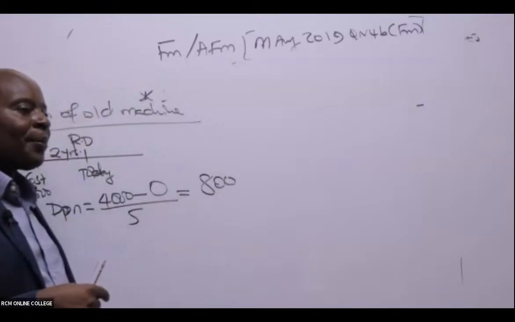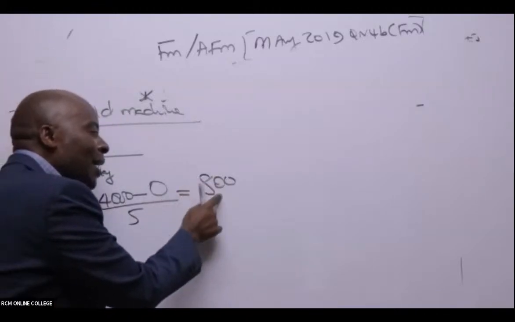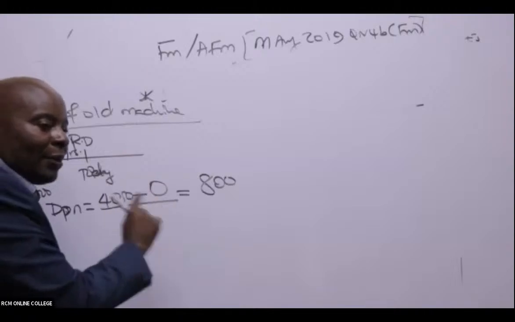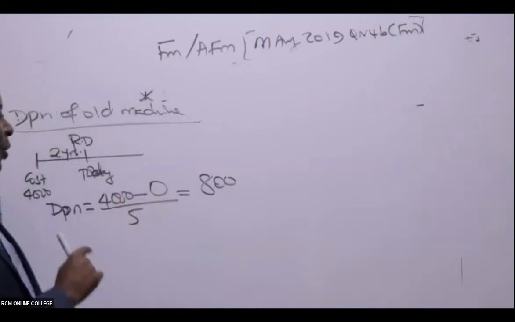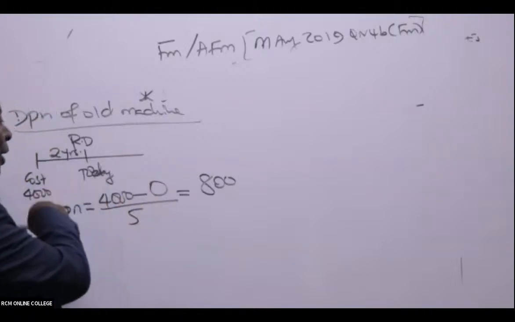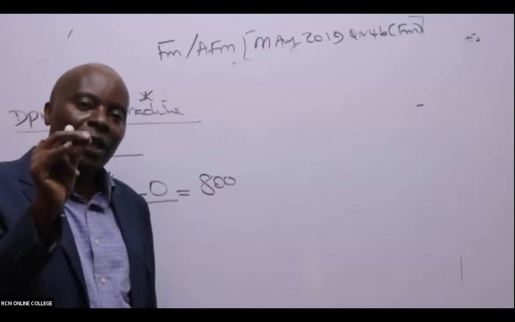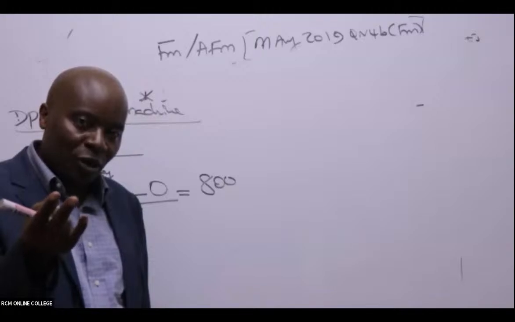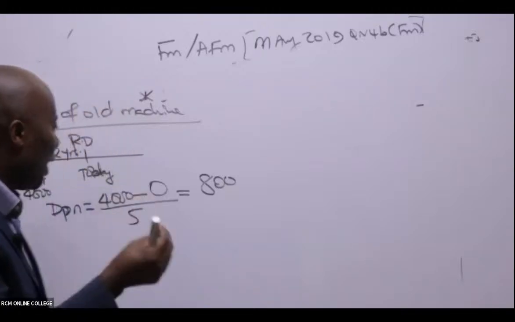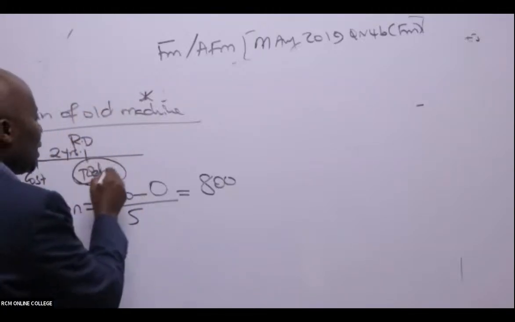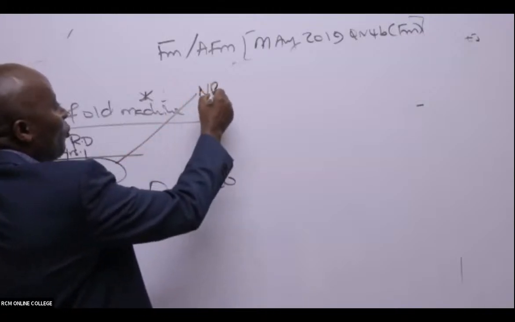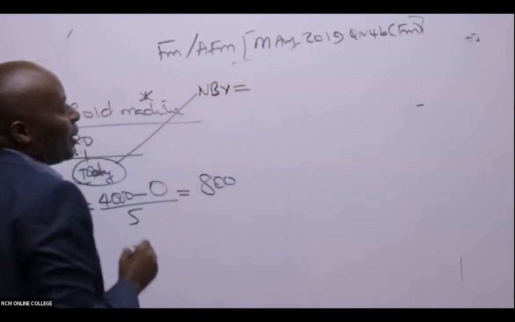So remember, this is per annum. And we are told that this machine was acquired 2 years ago. So as of today, it has lost value over 2 years. As of today, is there somebody who can give me the net book value of this old machine?